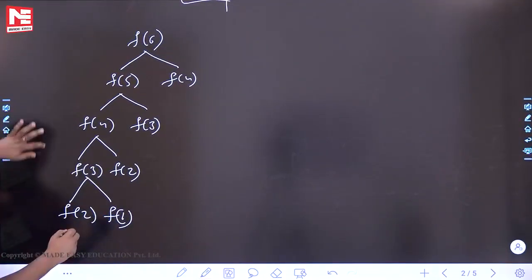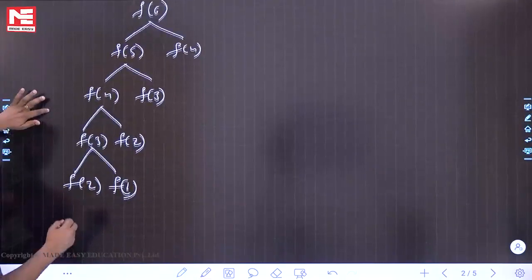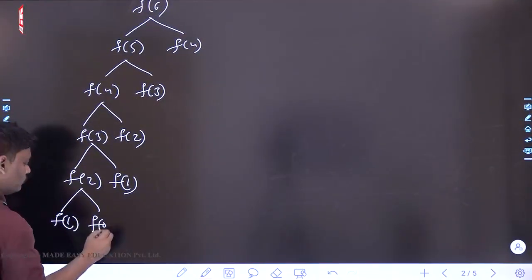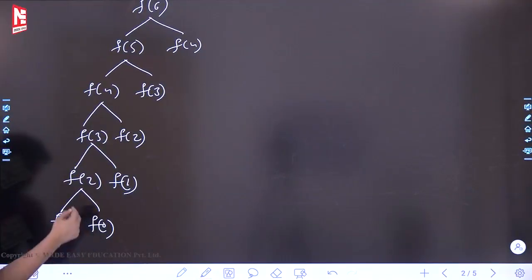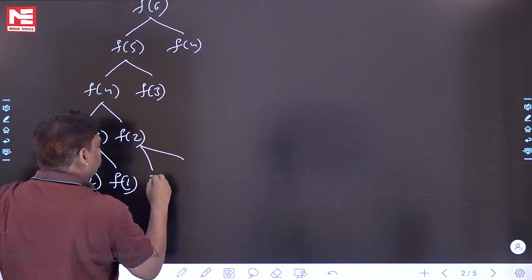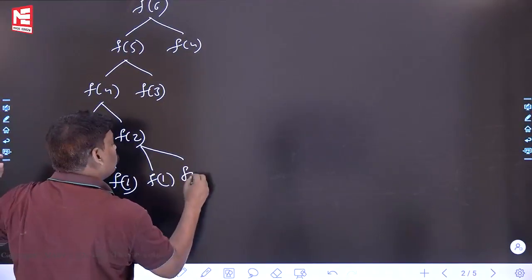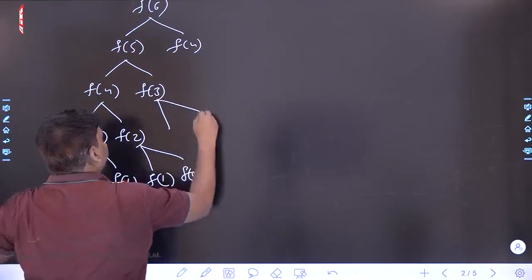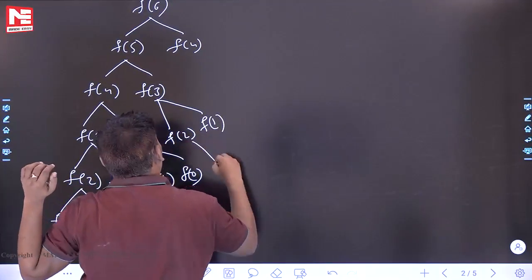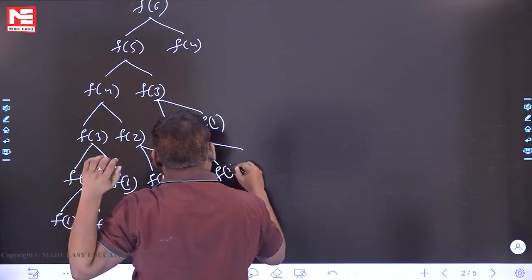How to get 2? 1 and 0. I think these two are termination, no need to go further, right? This is also already there. 2, 1 and 0. 3, 2 and 1. 2, 1 and 0.